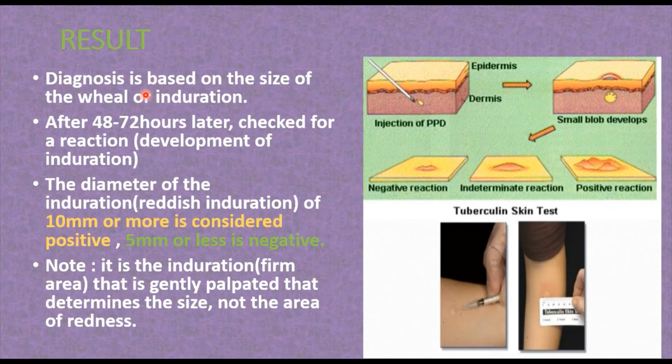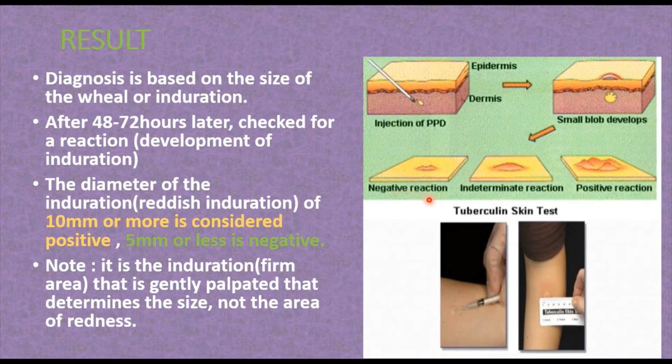The diagnosis is based on the size of the wheal or induration. After 48 to 72 hours, we are supposed to check the reaction, that is development of induration. In the intradermal region we have injected the tuberculin protein, and a small bulb, that is a wheal, is produced. You are supposed to ask the patient not to scratch it. After that, you check the reaction, and that is what you find as the result. Here you can see there is no swelling, nothing. Just the wheal is retained like that only.